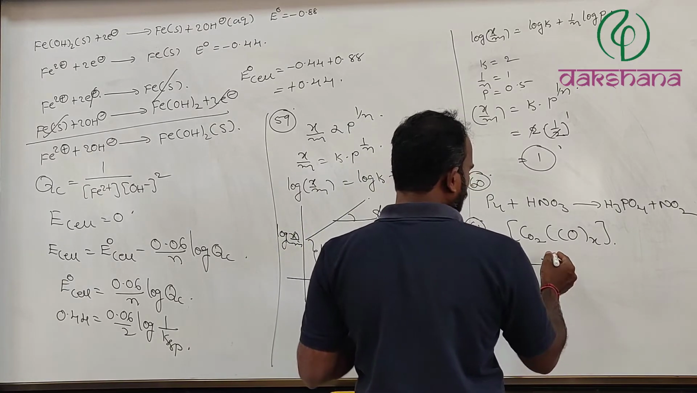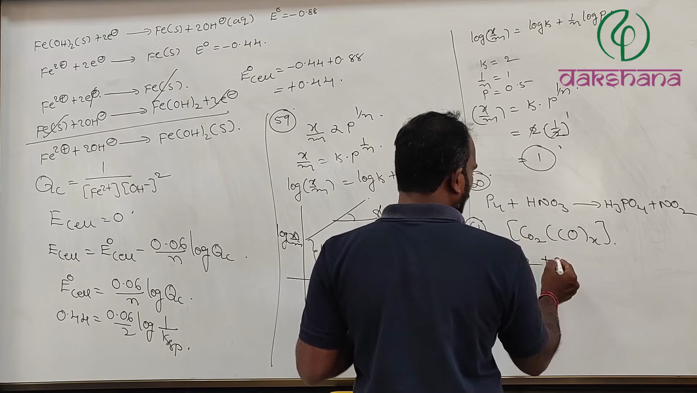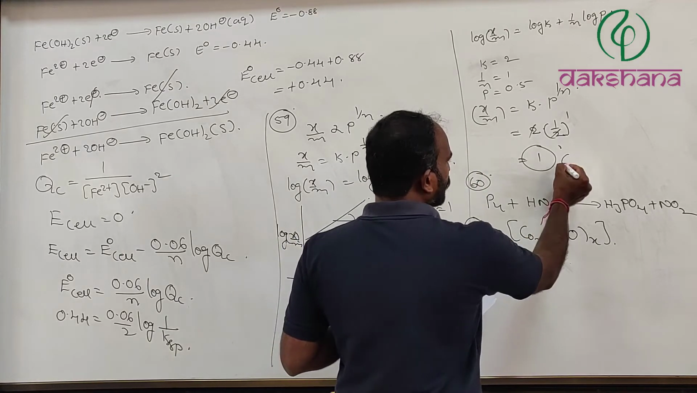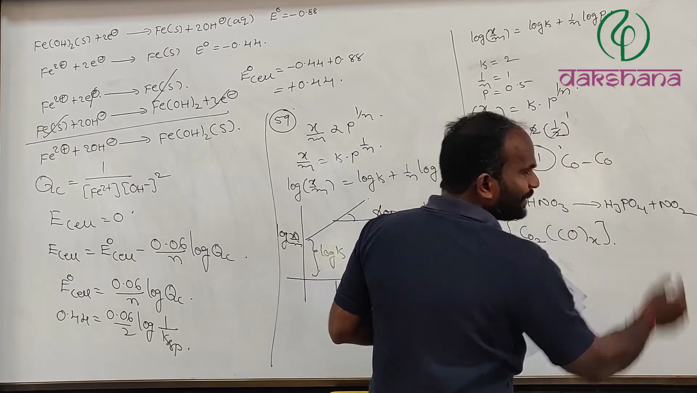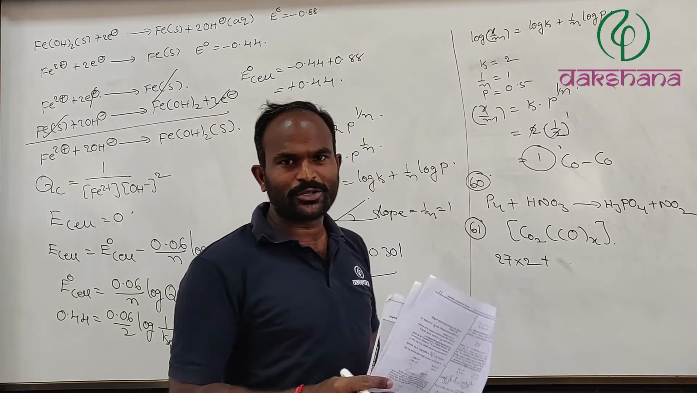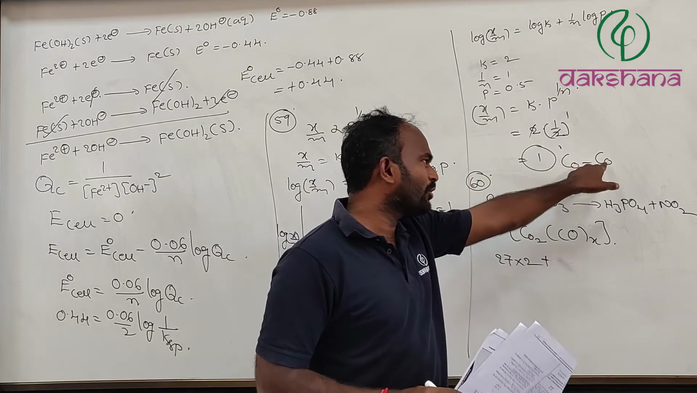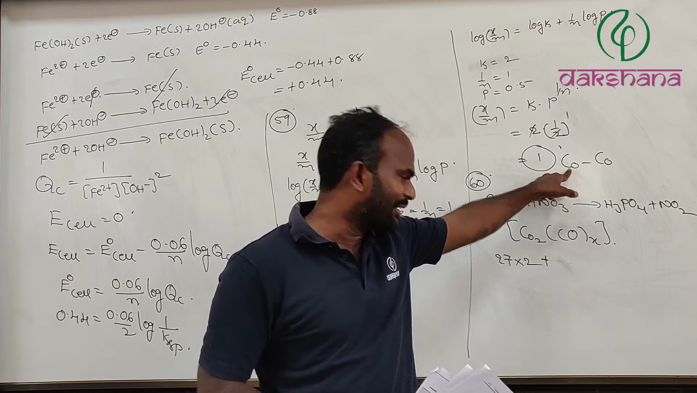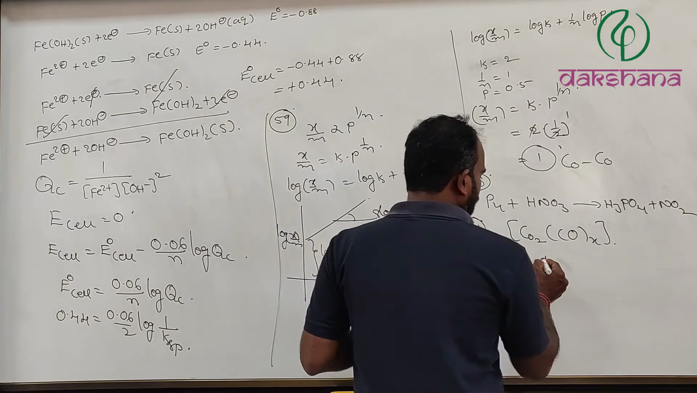That is equals to, and here cobalt to cobalt 2. Why are we writing two cobalt bonds? For one cobalt to another cobalt, a bond is also there. This cobalt will give one electron to this, and this cobalt will give one electron to this. That's why we are writing like this. Don't forget that. Next.